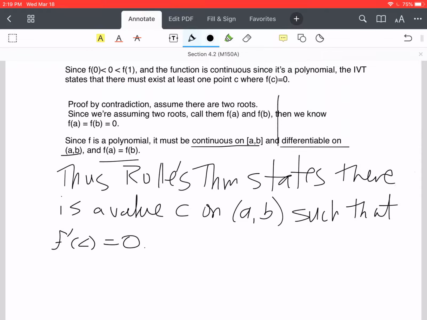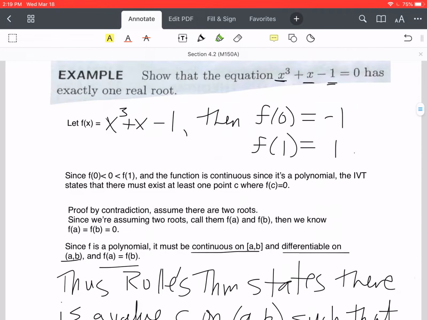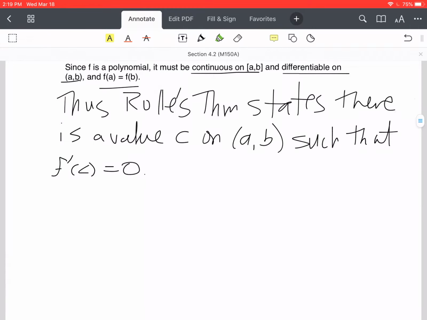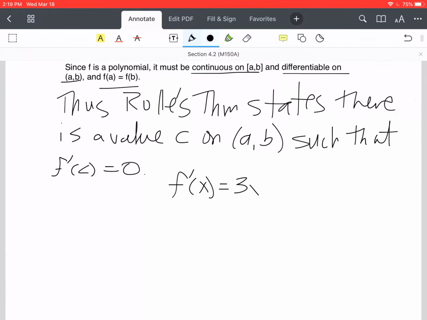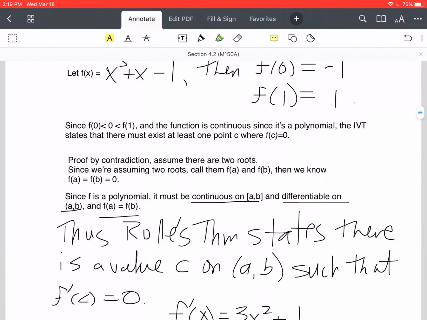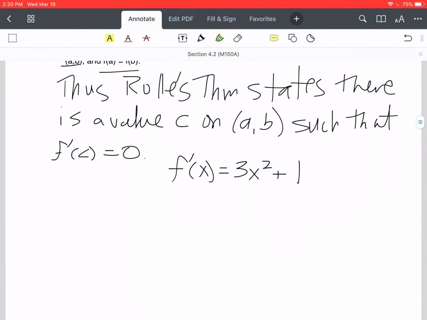So now let's look at the derivative of this function. We're going to use the power rule here. So we have x cubed plus x minus 1. So f prime of x is 3x squared plus 1 plus 0, minus 0.